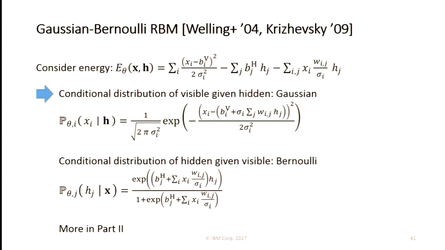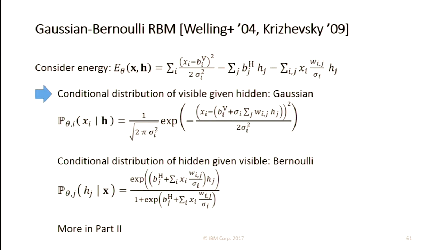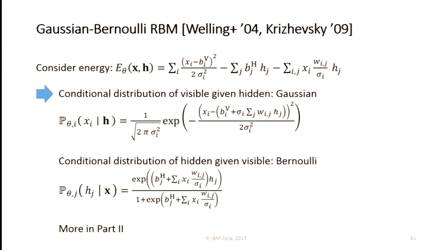So we can also talk about some energy models that give a distribution over real values. One example is the Gaussian-Bernoulli RBM. If we consider an energy that looks like this, and let x take real values and h be binary values, we can see that the conditional distribution of x given h is Gaussian, and the conditional distribution of h given x is Bernoulli. We're going to see this example again in part 2.